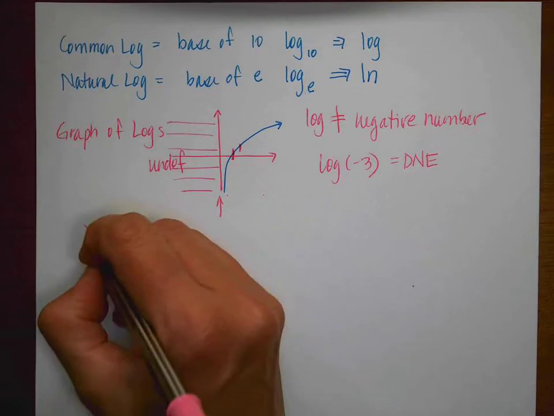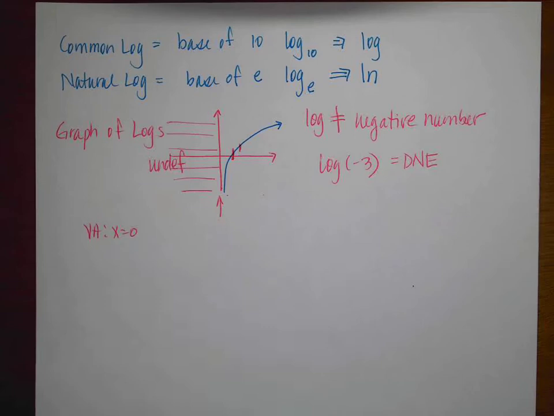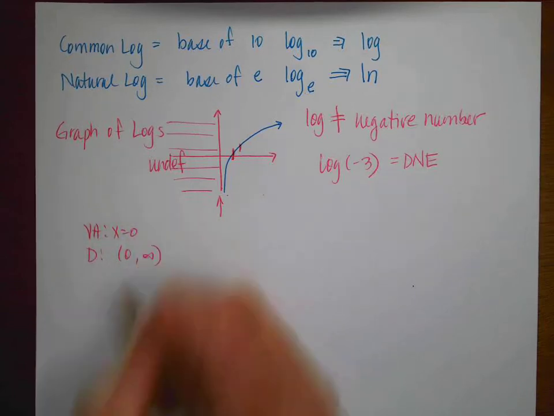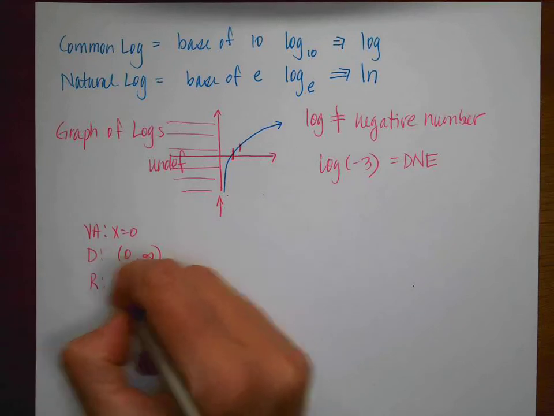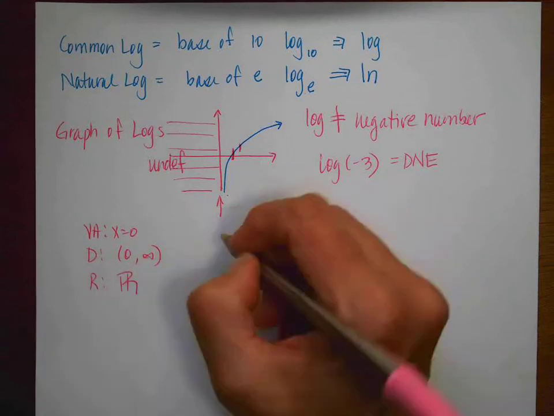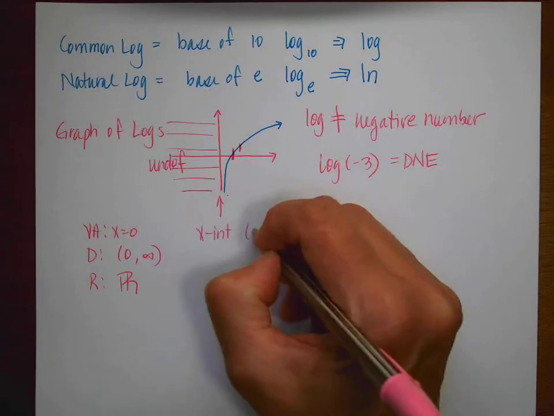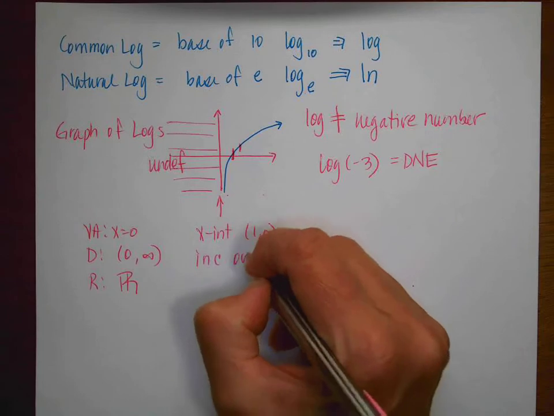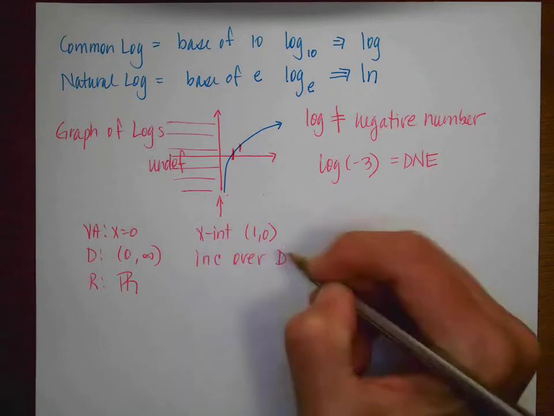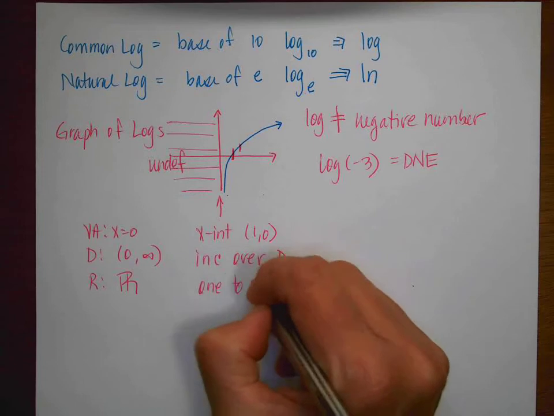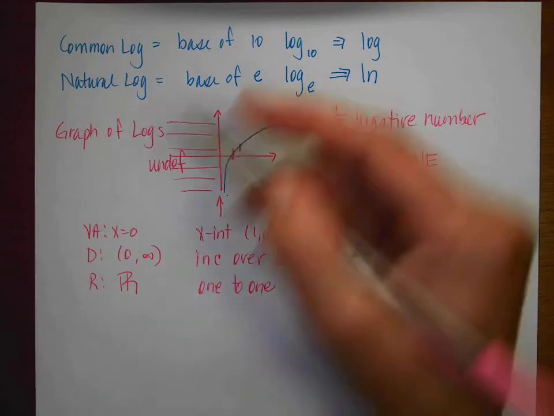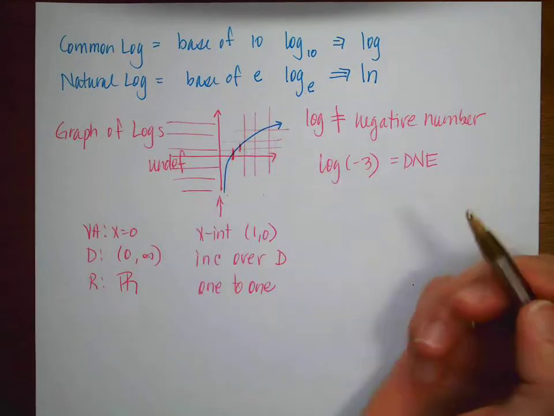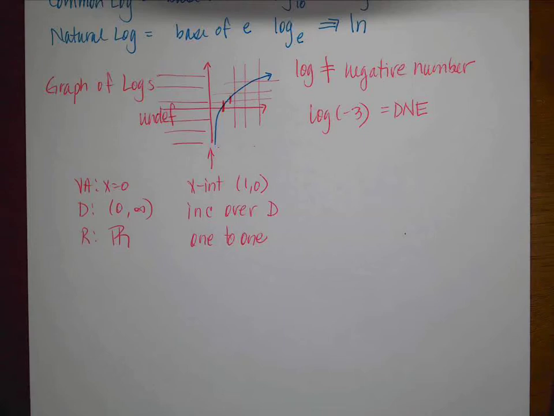All right, so let's talk about this. Technically, there's a vertical asymptote at x equals 0. The domain is 0 to positive infinity. The range is all real numbers. The x-intercept is going to be (1, 0). This particular function increases over its domain, and it is one-to-one, which means that it passes both the vertical line test and the horizontal line test, okay?